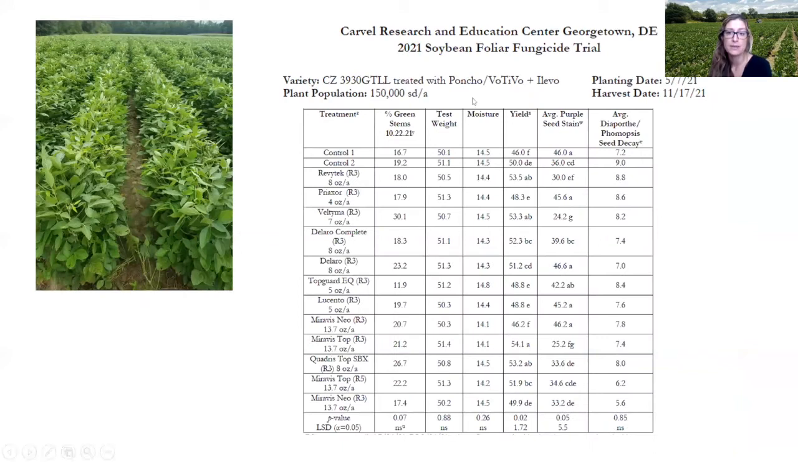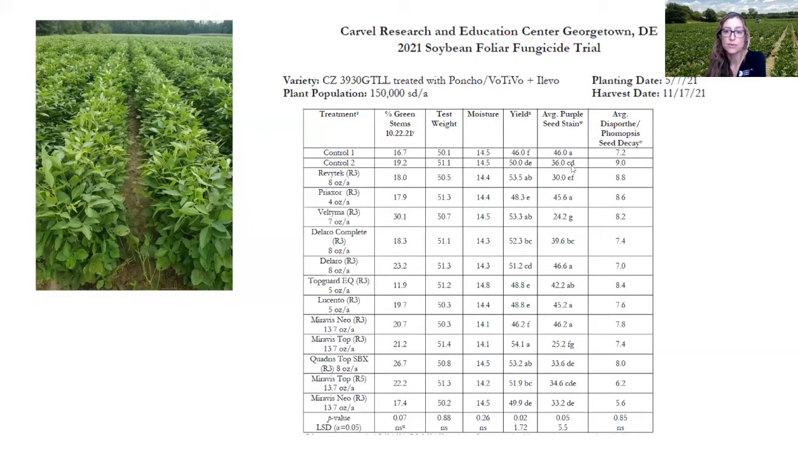So this first slide I have up here today is from our foliar fungicide trial for 2021. It was a very calm year as far as foliar pathogens go for soybeans. We didn't have any ratable disease within this plot. So the metrics that we ended up taking, we looked at green stem a couple weeks out from harvest. Then at the time of harvest, we also looked at average purple seed stain and Diaporthe phomopsis seed decay. So we're looking here to see if any of these R3 or R5 timings have any impact on that final soybean seed quality. For purple seed stain, we did get a few differences that came out.